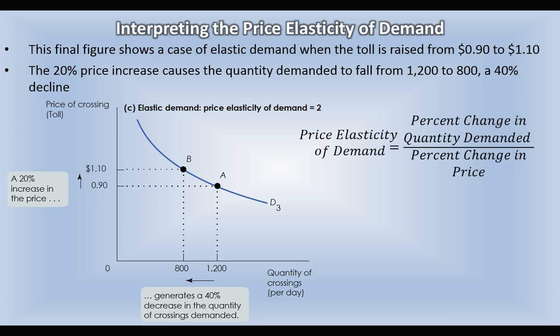So again, plugging in our information here, we wind up with a 2 for our price elasticity of demand. Again, the number is bigger than 1, and therefore we say demand is elastic just based on what the number is telling us.